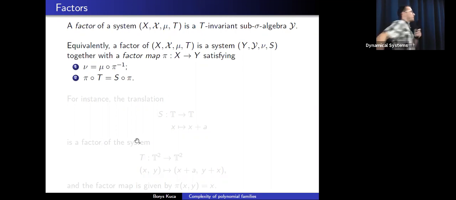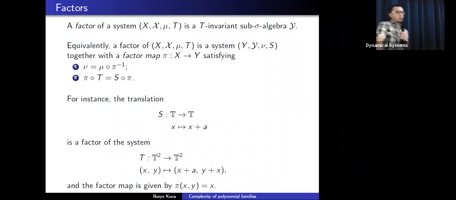And instead of explaining in words what these properties are, I think it will be more instructive to just give an example of a factor. So if I take S to be a translation by an element A of the one-dimensional torus, then this is a factor of the second system given here. The second system here is a skew-shift transformation on the 2-dimensional torus. And if I define the map pi from the 2-dimensional torus to the 1-dimensional torus by projecting onto the first coordinate, then you can observe that under this map, the transformation T reduces to the transformation S. And this is what it means for S to be a factor of the system T.